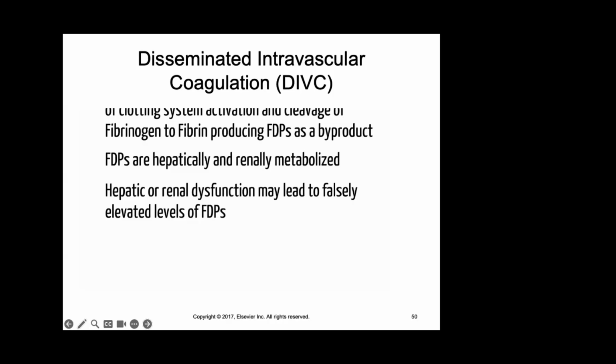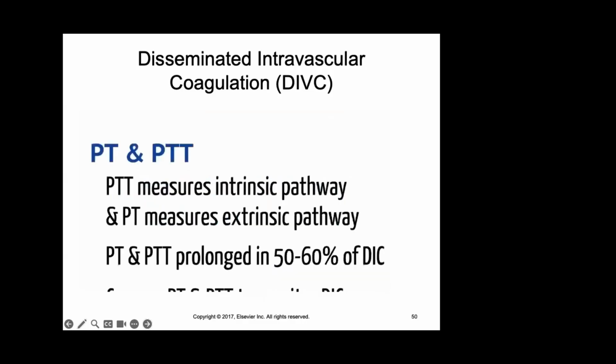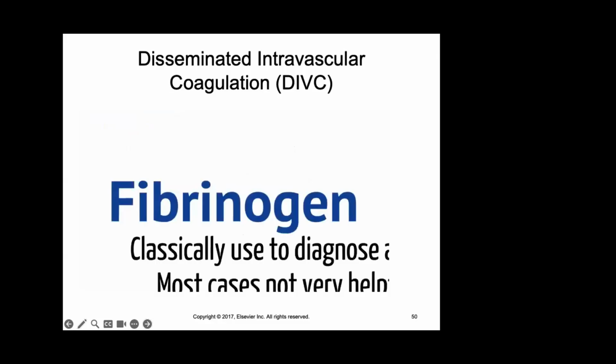Now we will look at the coagulation labs that we commonly get on patients. So PT and PTT. PTT measures the intrinsic pathway, and PT measures your extrinsic pathway. In about 50 to 60% of patients who have DIC, you will have a prolonged PT and PTT. Thus, you can actually use the PT and PTT to monitor DIC patients because they measure the pathways that involve the factors that are consumed in DIC.